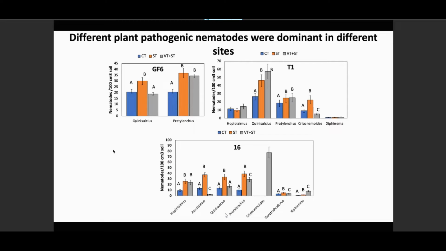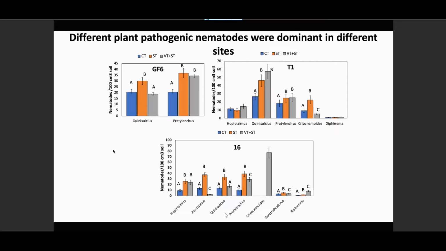And of these groups, two of the more important groups, which belong to Cunicil, Celsius and Pratylenchus, were much more abundant in all three sites, and the relative abundance was higher in the strip till treatments as compared to the conventional tillage.